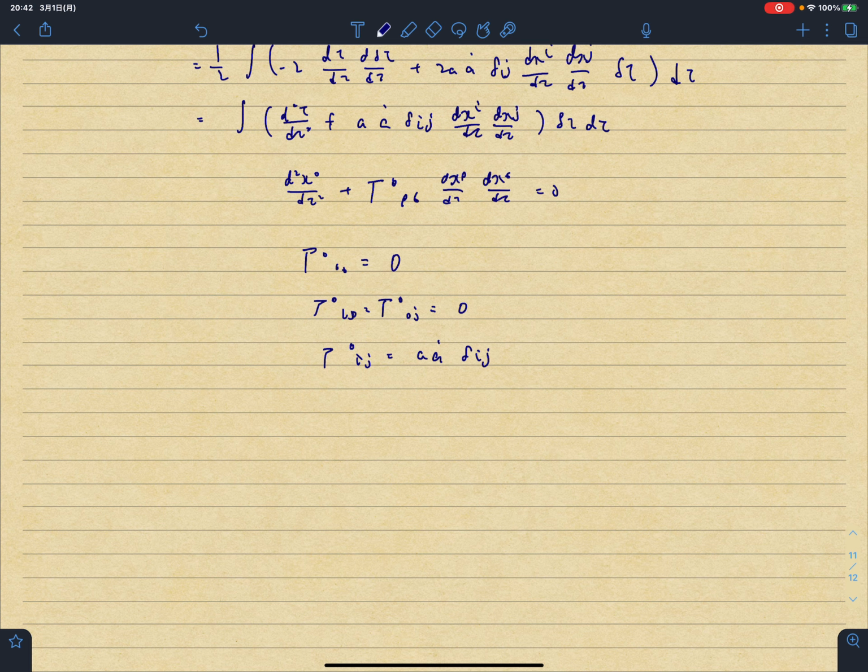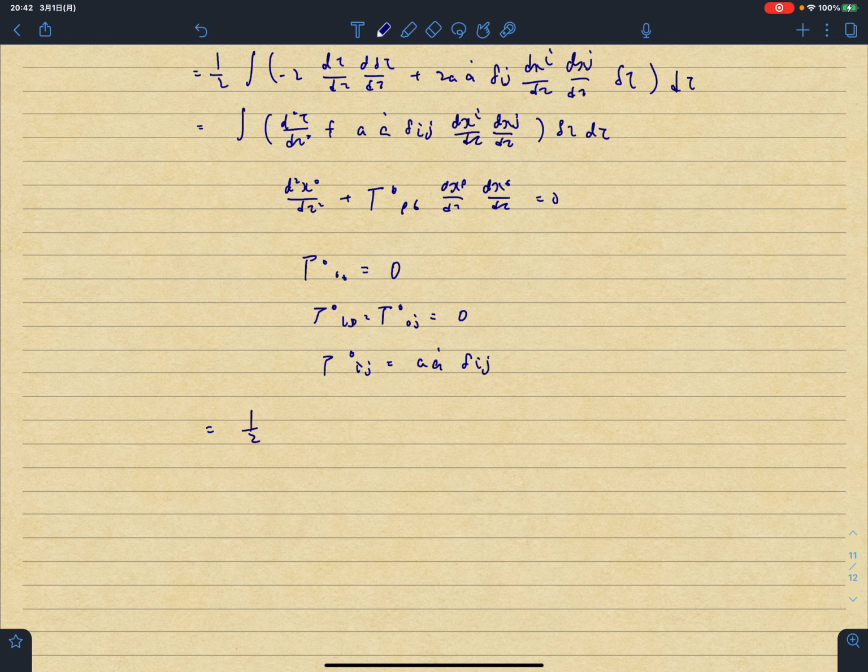We can repeat this procedure for a spatial component. The variation is x^i going to x^i plus delta x^i, and then delta I is the variation.